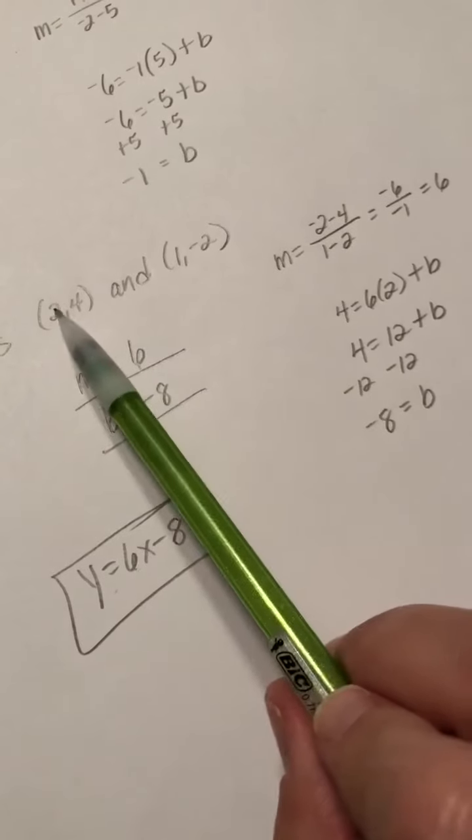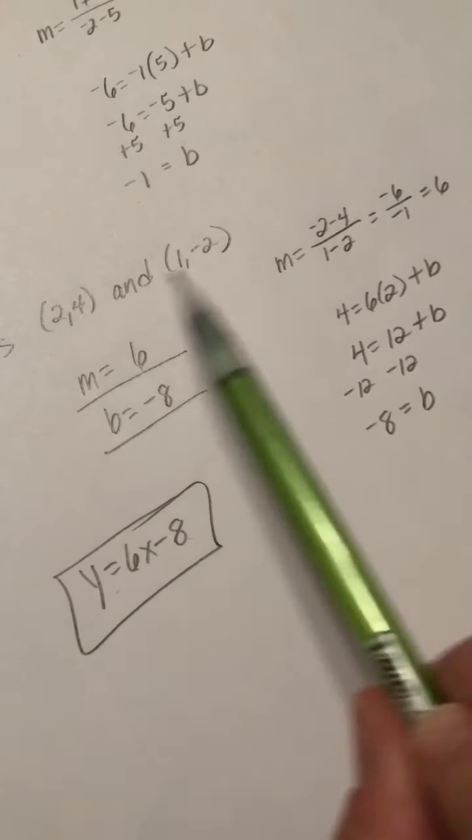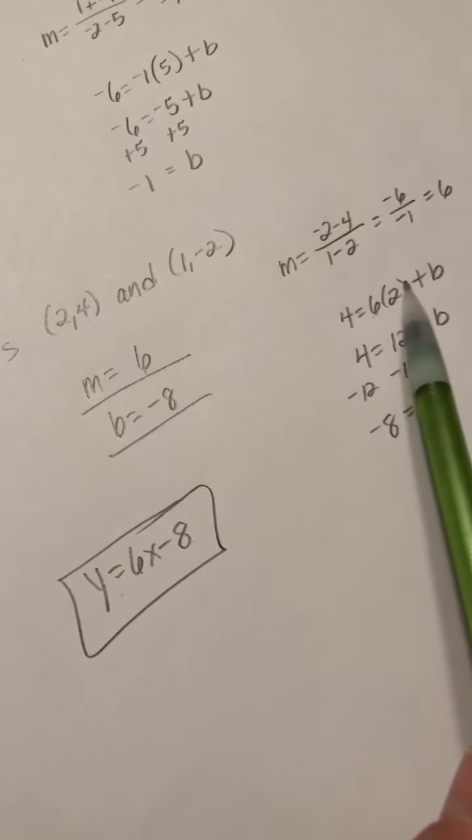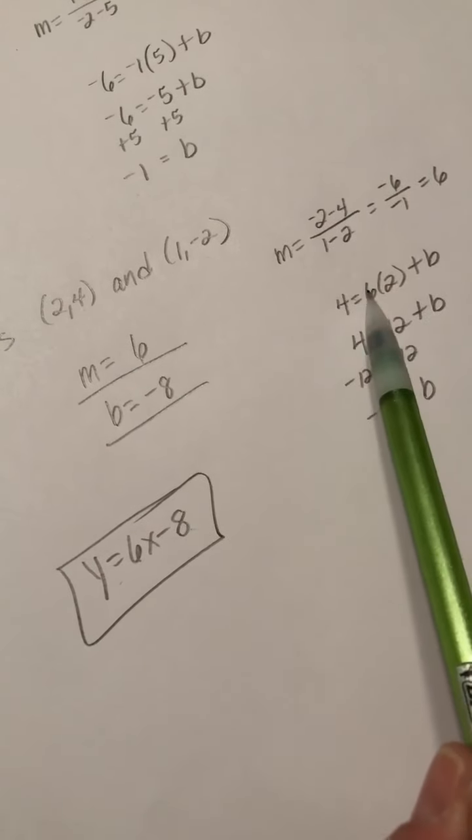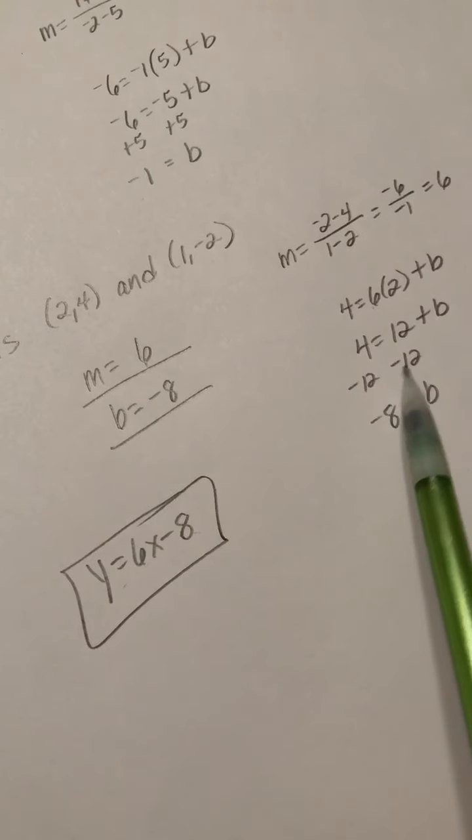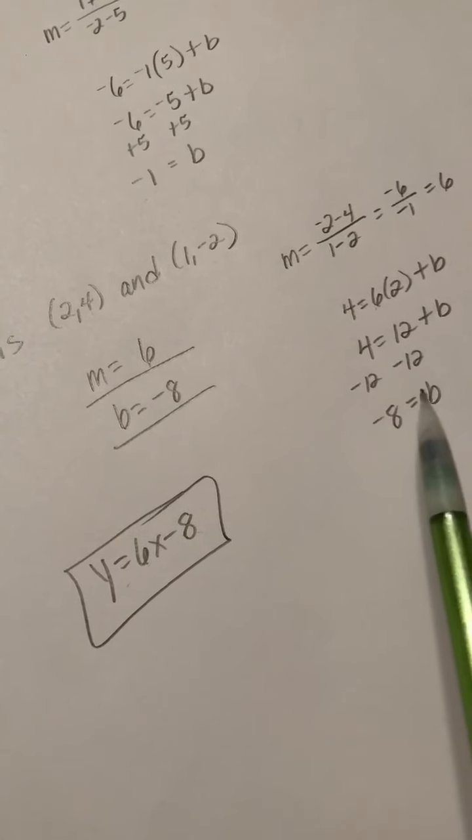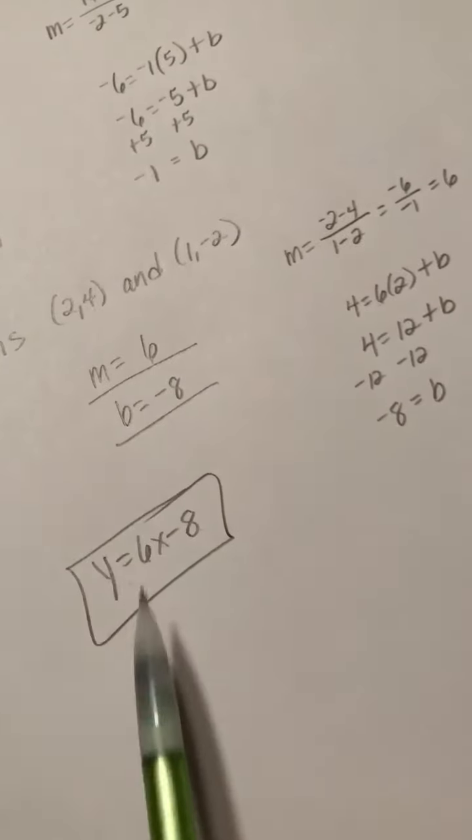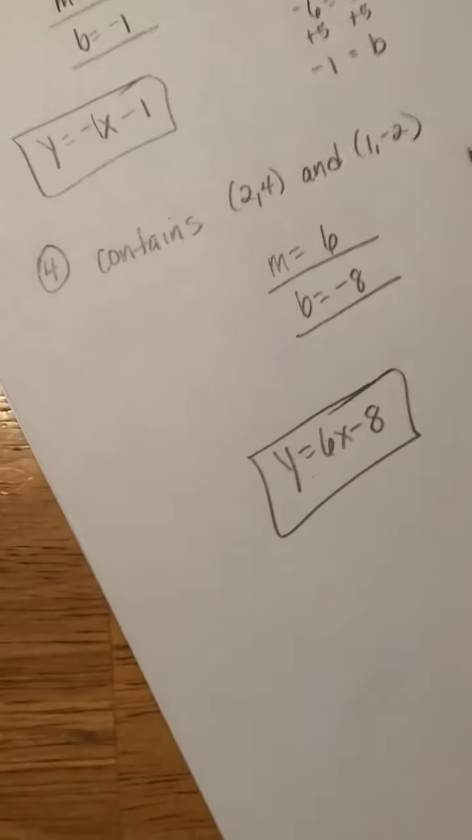Again, there are no zeros involved, so I use the first ordered pair, plugging 4 in for y, my 6 in for m, 2 in for x. Simplified, 6 times 2 is 12. Move the 12 over. 4 minus 12 is -8. I filled in both blanks as I went, and once I have both blanks filled in, I can write out the answer.